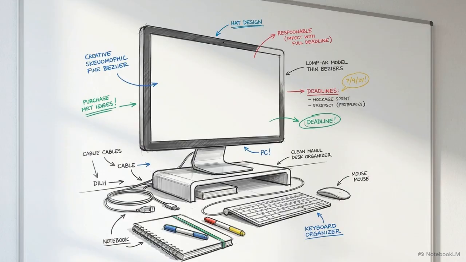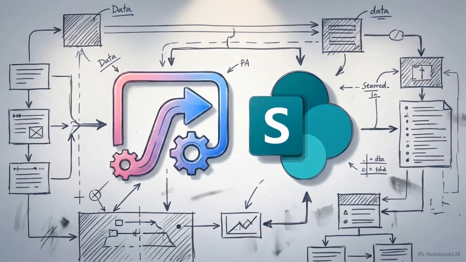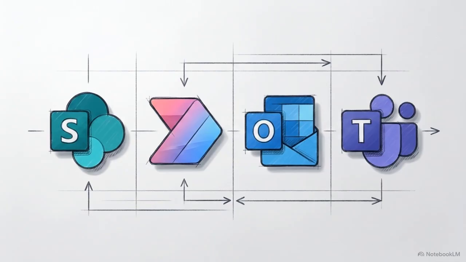To build it, we rely on a specific technology stack: SharePoint for our database, Power Automate for the routing engine, Outlook for notifications, and Microsoft Teams for real-time communication.